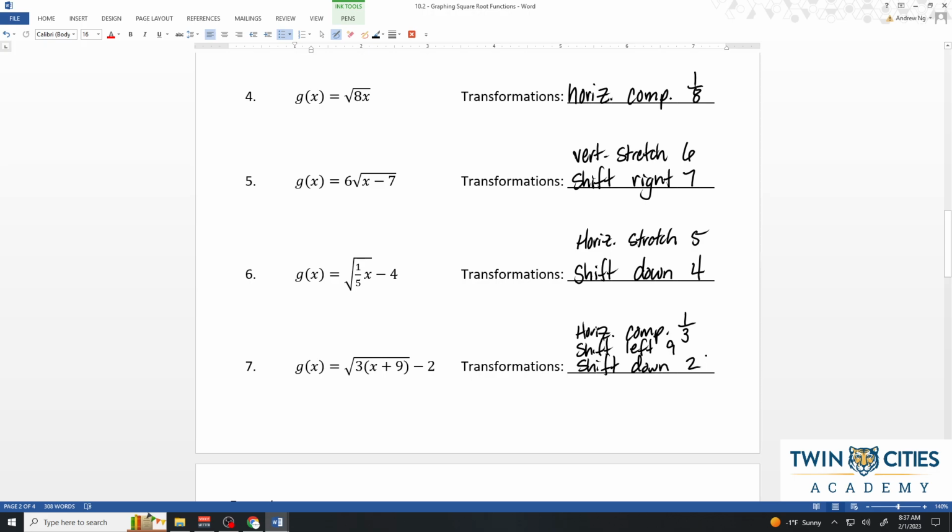So vertical changes happen as I think they would. Those are a little more intuitive. Whereas the horizontal ones, remember, it's kind of the opposite of what you would think should happen.